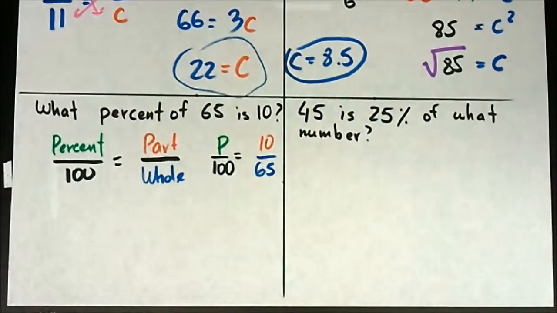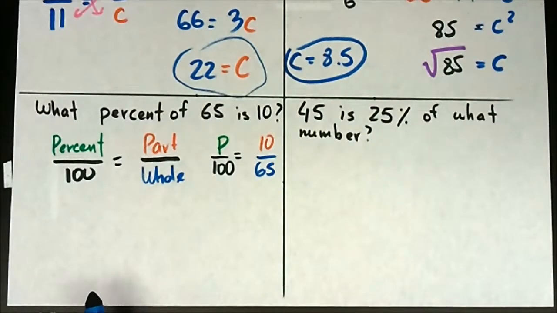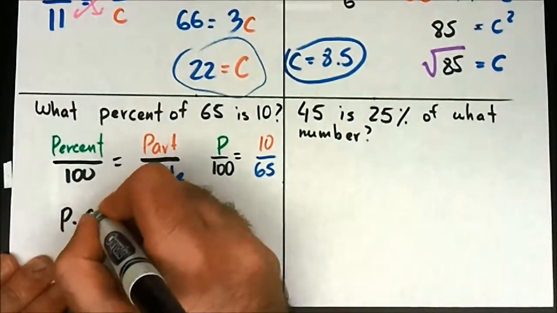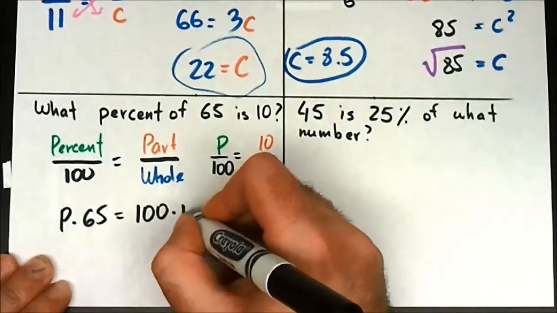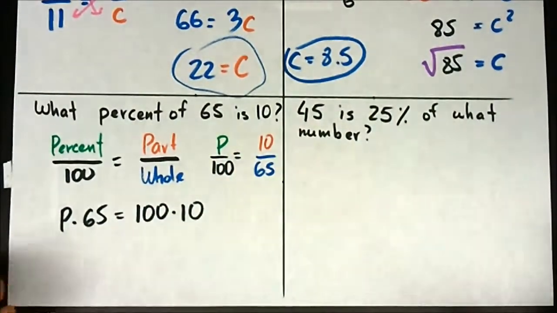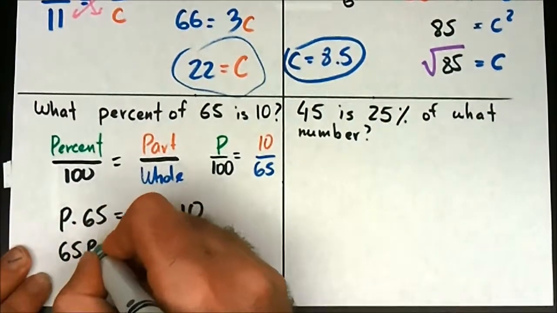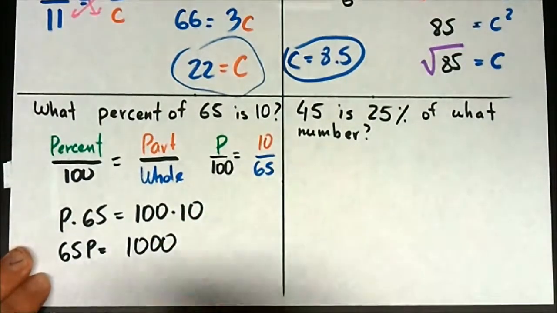And by this point, you probably know how to deal with a proportion that has a missing value. You cross multiply. P with 65, 100 with 10. So those are my two cross products. So P times 65 equals 100 times 10. Now what's 100 times 10? 1,000. That's easy.